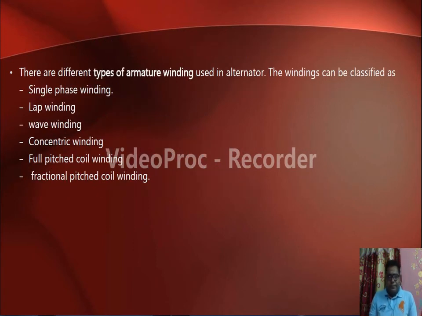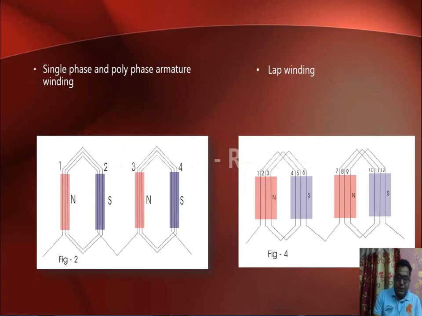Now we can see the types of armature winding. We have single phase winding, lap winding, wave winding, concentrated winding, full pitched coil winding, and fractional pitch coil winding. Fractional pitch means short pitch. There is full pitch winding and short pitch winding, but in our daily life, most machines we use are mainly short pitched or fractional pitched.